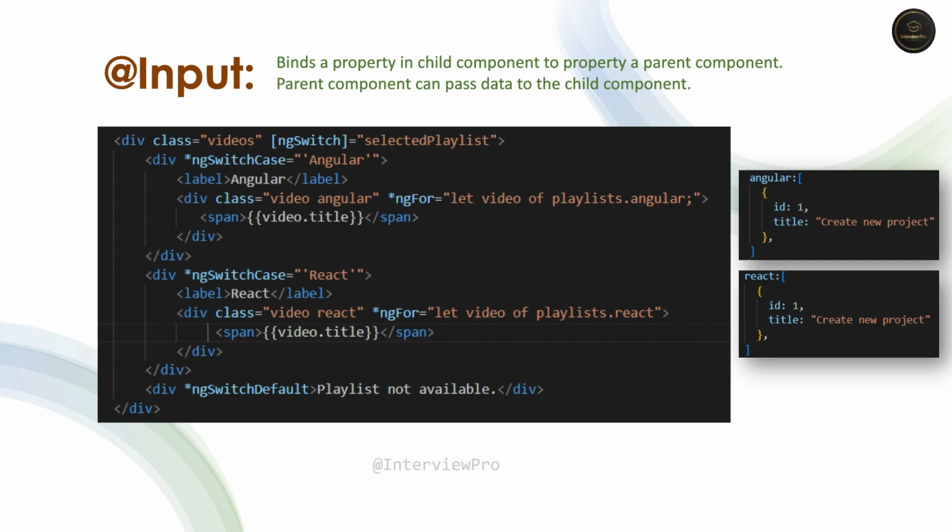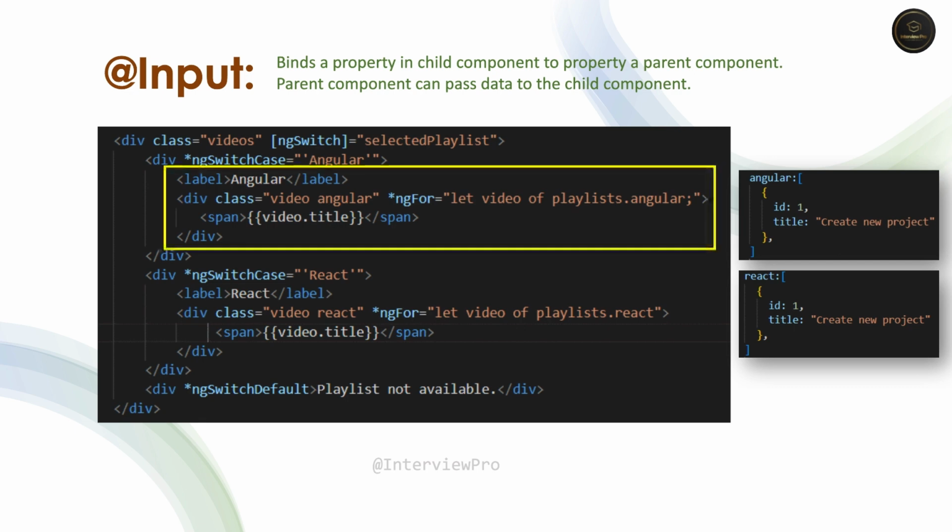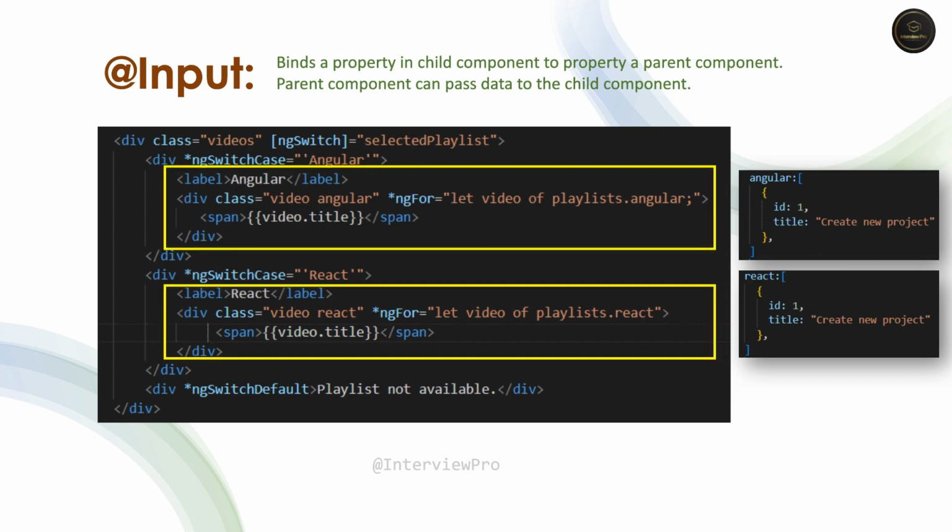Carefully observe the code to render the Angular playlist and React playlist. Do they look similar in structure? Yes, except the data, the template is exactly the same. This code can be reused, right? Tomorrow, if there is a new playlist on Python and on SQL, we can use the same code instead of creating it again and again. But how do we do that?